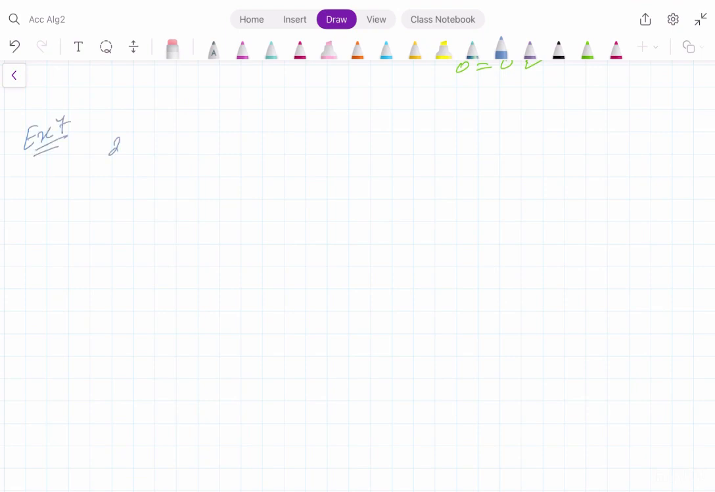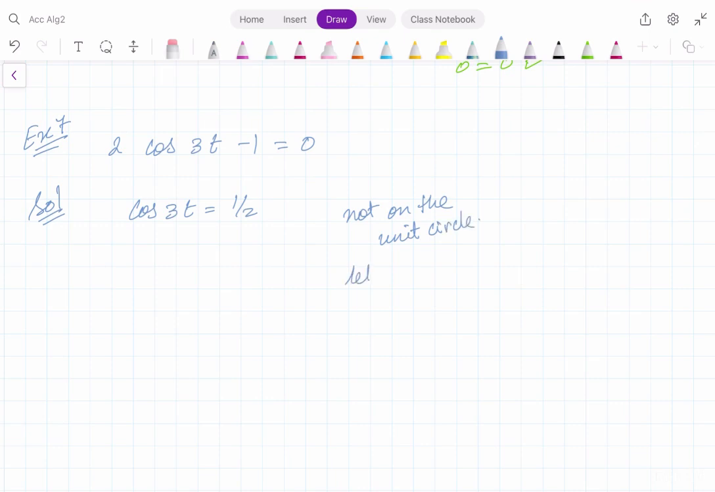Let's take one more example. So as you can see, all the examples are a little different. So 2 cos 3t minus 1 is equal to 0. So I'm getting cos 3t is equal to 1 half. On the unit circle, we cannot have 3t is equal to 1 half, because that will give you t is equal to 1/4. We don't have 1/4 on the unit circle. So what we will do, let's assign u. Let u is equal to 3t. Now we can safely say cos u is equal to 1 half.